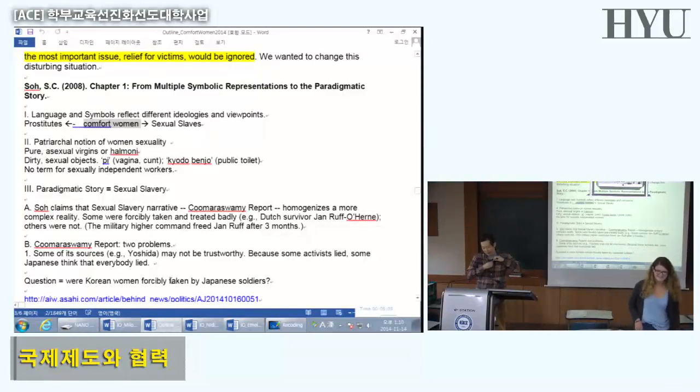Okay. On that note, I wanted to go over a couple of points. Well, we talked about language and symbols, right? And the second thing is this patriarchal notion of female sexuality. And so in very Confucian societies like Korea and Japan, women are seen in a dichotomous, black and white way, right? Either they're pure, asexual virgins, or you're dirty and you're sexually active.